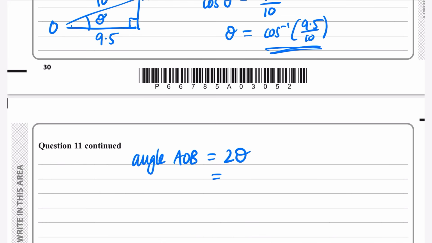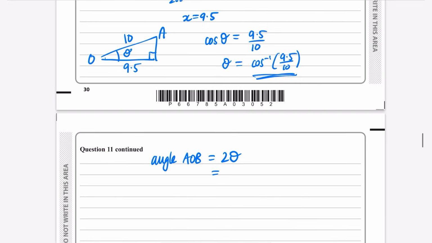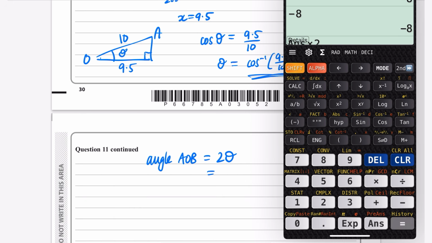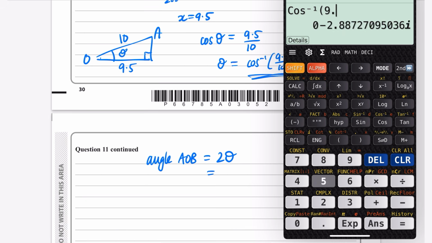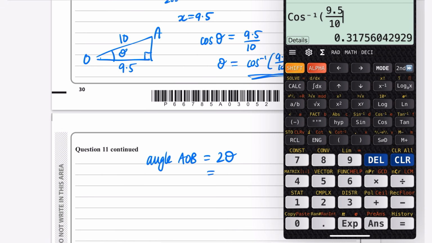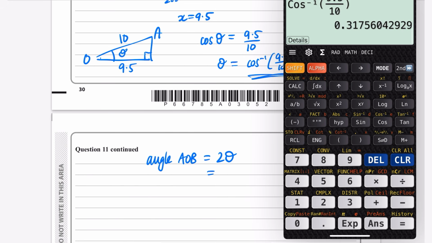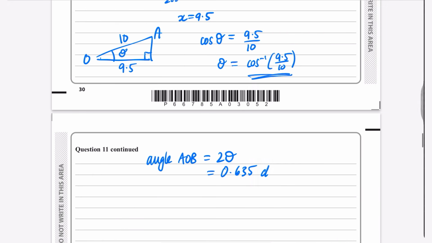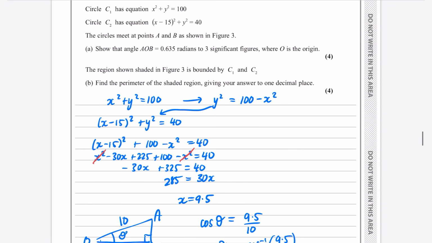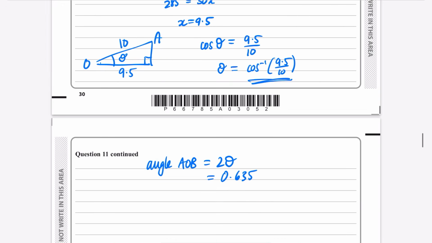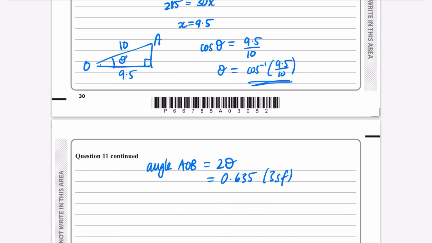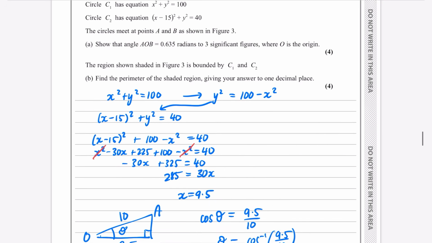So I'm just literally going to type that and times it by 2. So I'm going to do the inverse cos. I think I'm in radians still. Good, I am. I'm going to do the inverse cos of 9.5 over 10. I'm going to get that angle. I'm going to multiply it by 2, and I get 0.635 to 3 decimal places. Is that what it said? Yep, to 3 significant figures. Pretty hard question, I think.